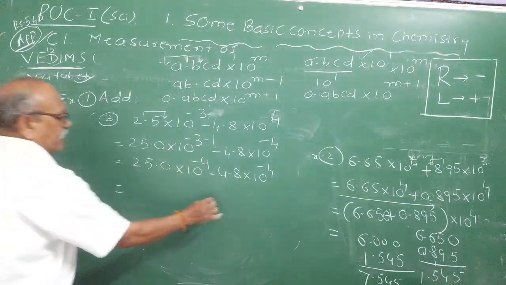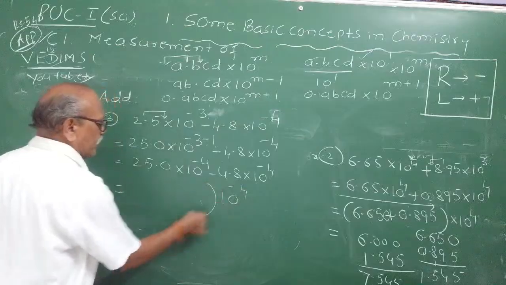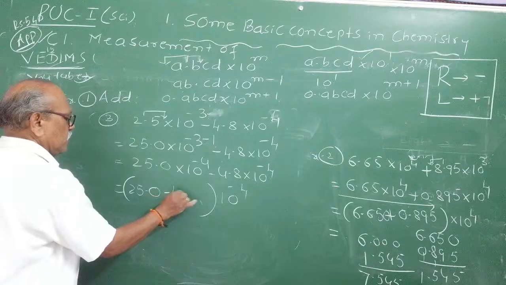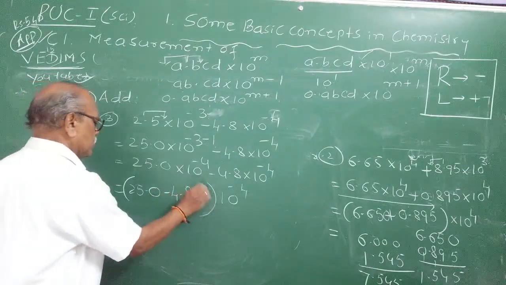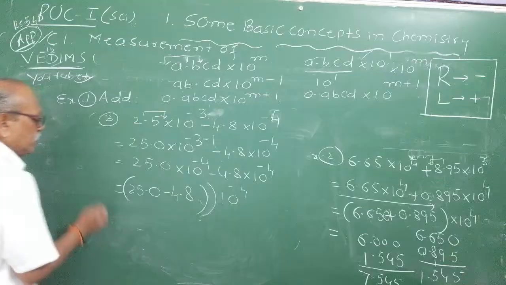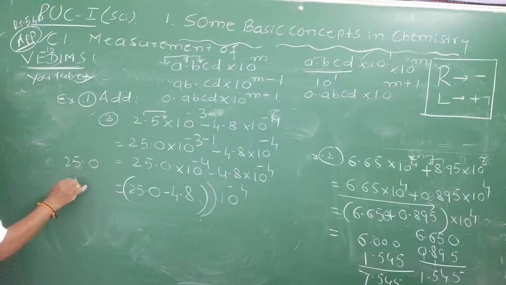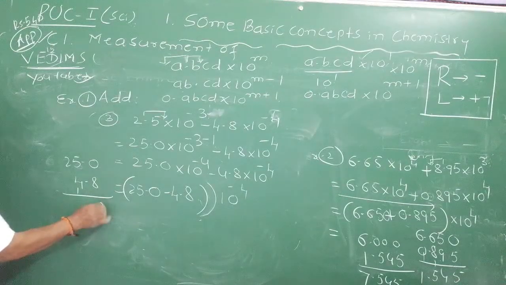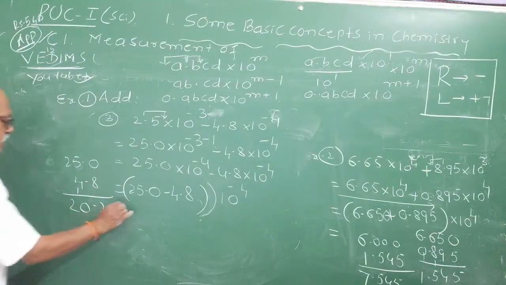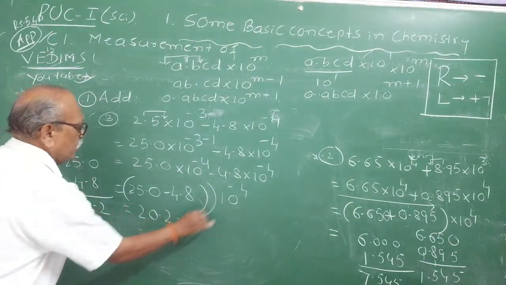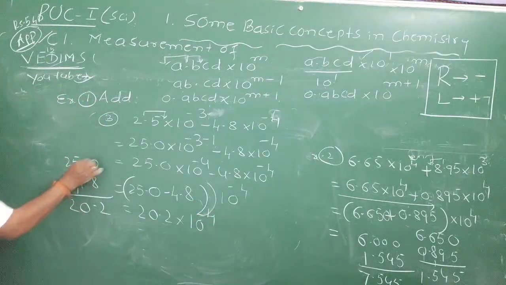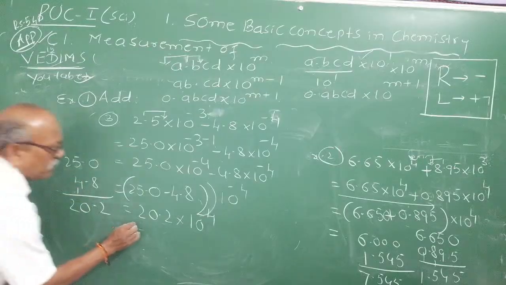Okay. Now you can take 10 raised to minus 4 common in the bracket. You are left with 25.0 minus 4.8. You can subtract it easily. 10 minus 8 is 2, 5 minus 5 is 0, you are getting 20.2 into 10 raised to minus 4.